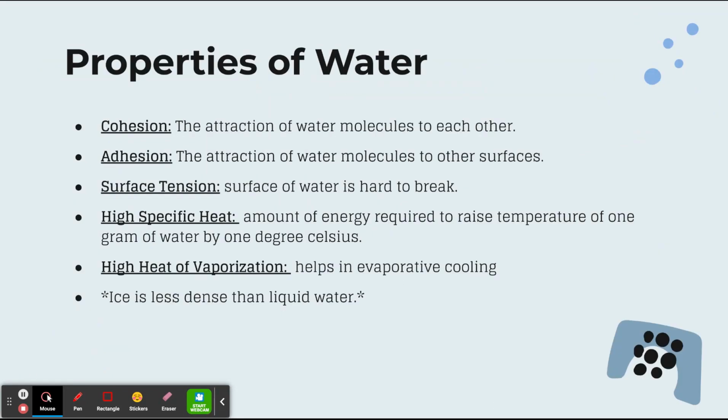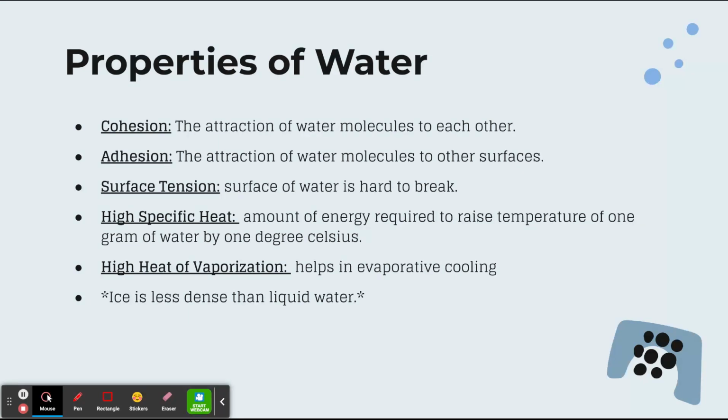Moving on to the properties of water. First up, we have cohesion, or the attraction of water to itself, and adhesion, which is the attraction of water to other substances. Cohesion and adhesion work together in a process called capillary action. For example, water is able to go from the roots of plants to its leaves because the xylem of the plant is polar and the water molecules sort of climb it to defy gravity.